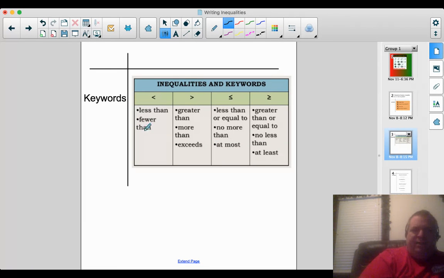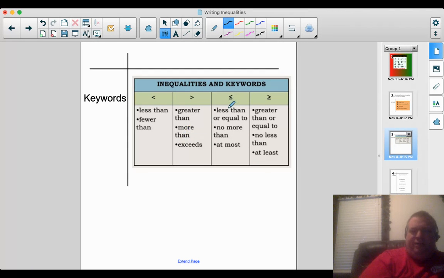So for less than, you might see fewer than. That's just another way of saying less than. For greater than, you might hear more than or exceeds. If your age exceeds 18, that means you're more than 18. Exceeds means to be bigger than.